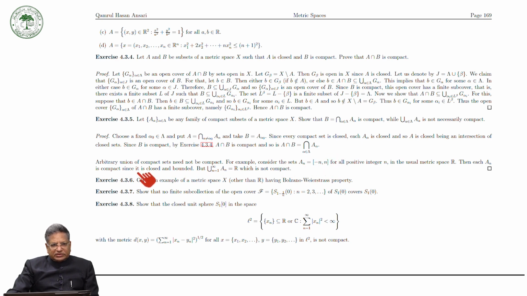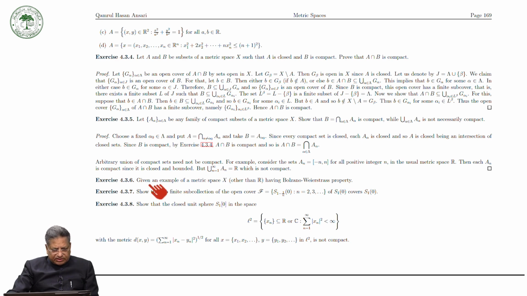But the union of these is equal to R. If you take the union of these, which is equal to R, but R, as we have seen, is not compact. So the union is not compact. Now you can give several examples.